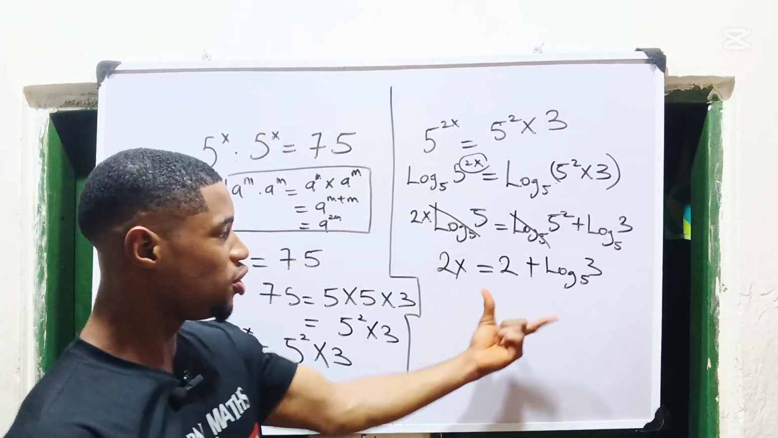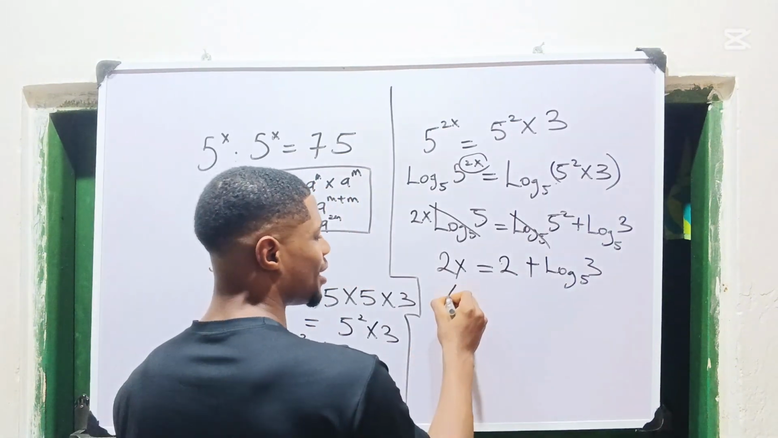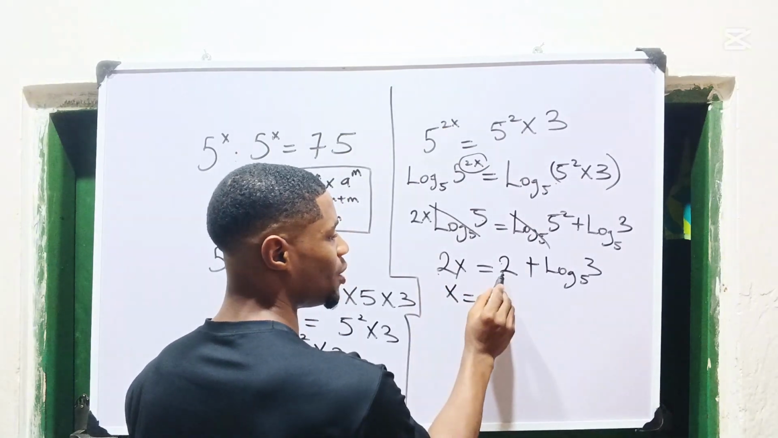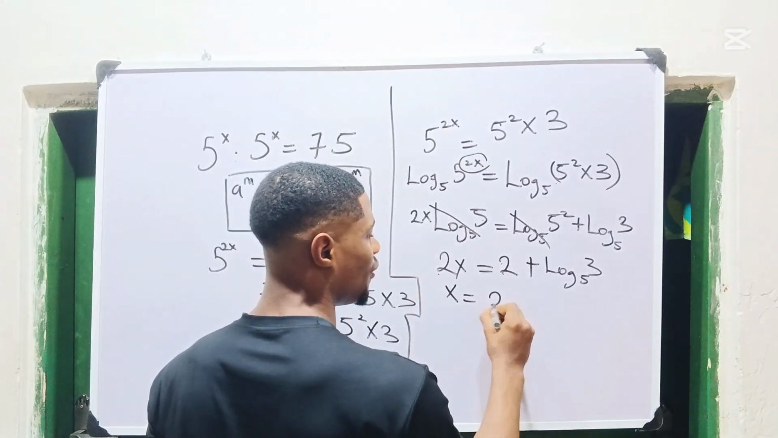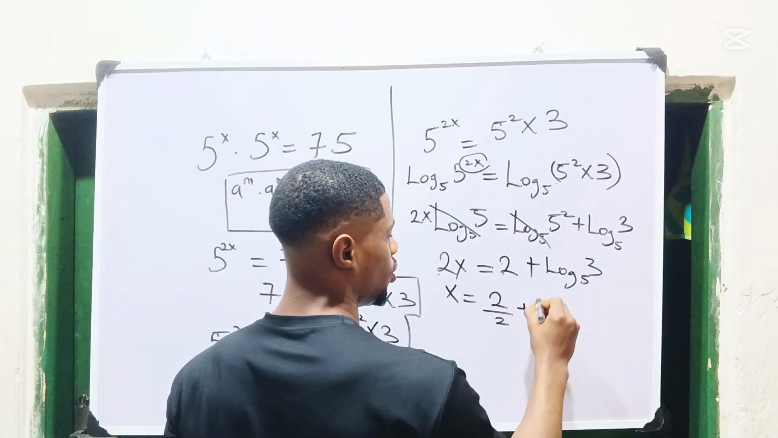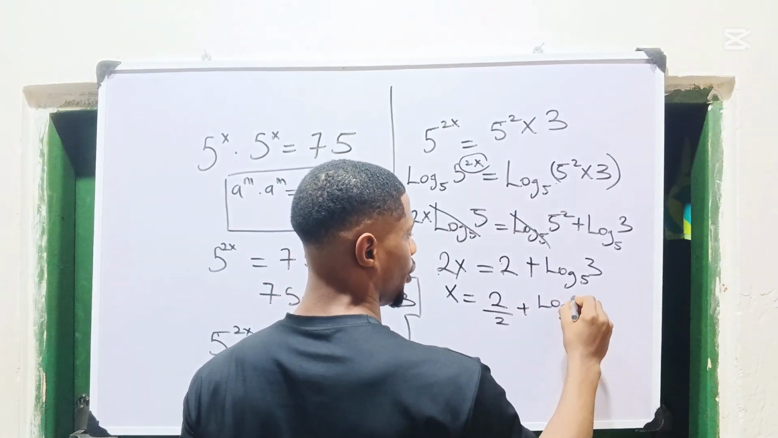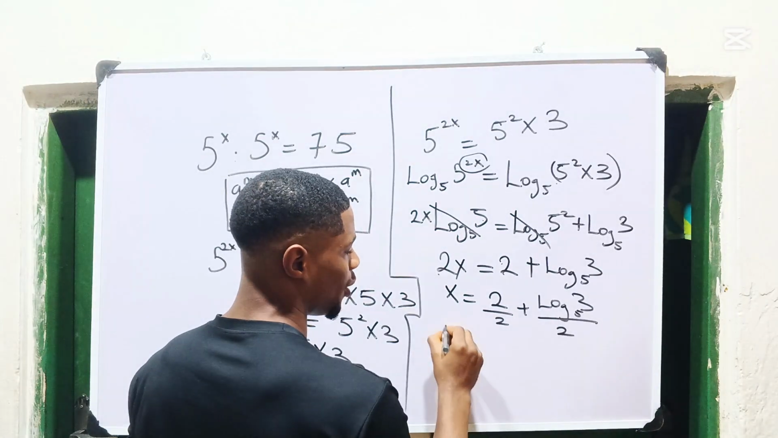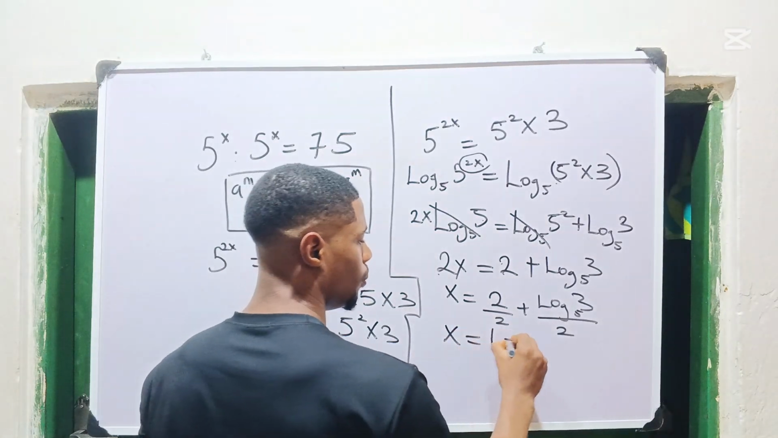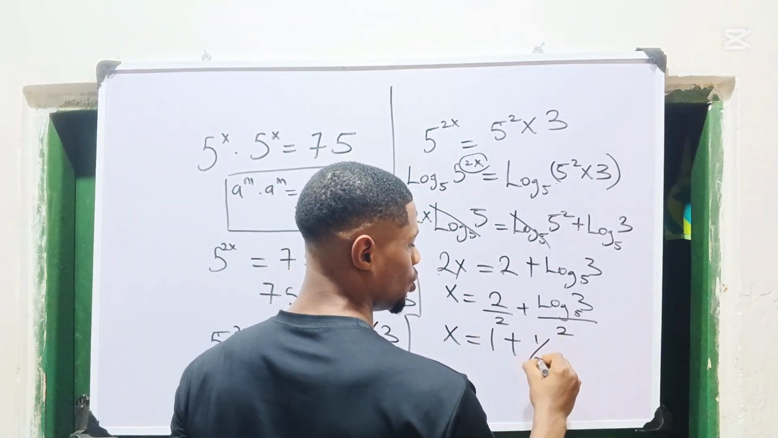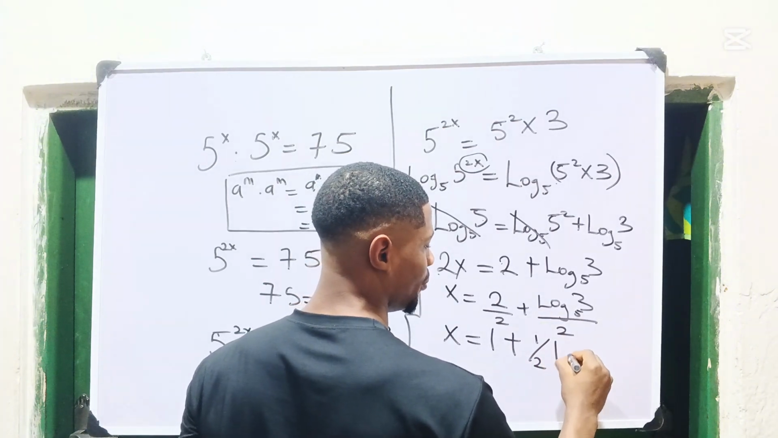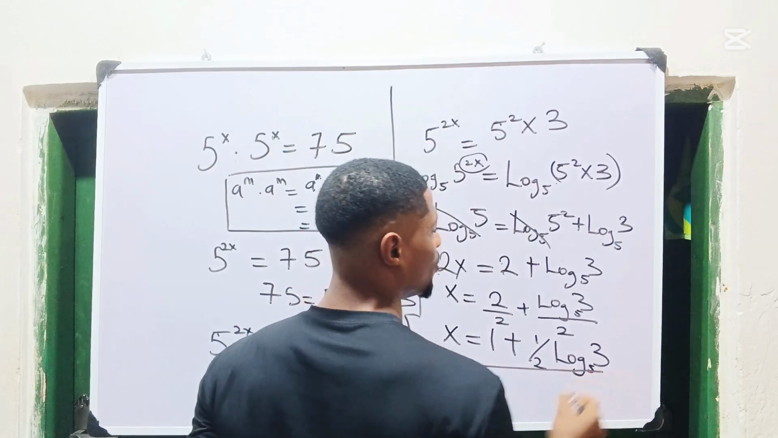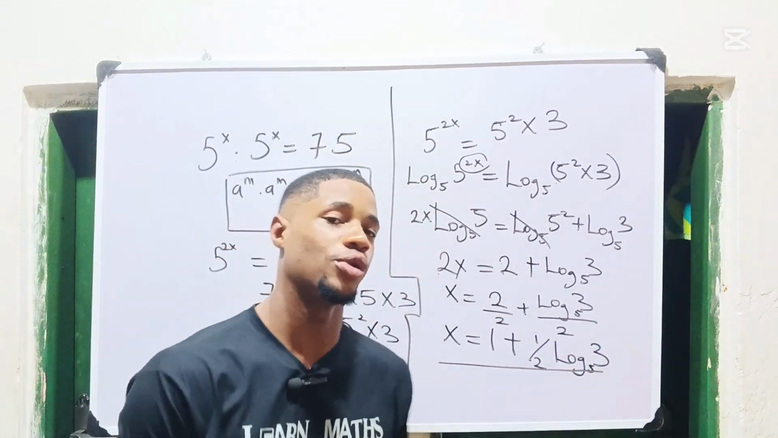Continuing from here, we can now say that x will become equal to each term here divided by 2. So we're dividing this term by 2 and this term by 2. So we have 2 over 2 plus logarithm of 3 to base 5 divided by 2. Hence our x becomes equal to 1 plus 1 over 2 multiplied by logarithm of 3 to base 5. And this becomes the final answer to this question.